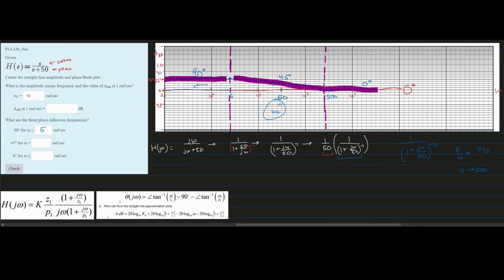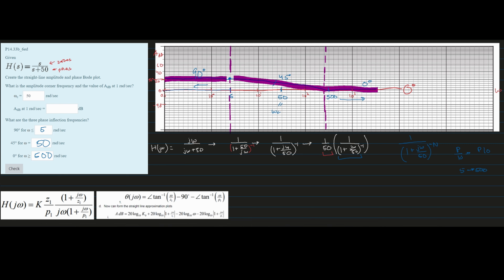And I've also written down that omega c is equal to 50, and that is what answers this part. So we have 50 here, and then at A dB at 1 rad per second, we'll deal with that in a second. We'll finish filling this out when omega is greater than or equal to what? We have 0 degrees. If we look at this 500 when we go this way, we can see that we have 0 degrees, so this is 500 rad per second.